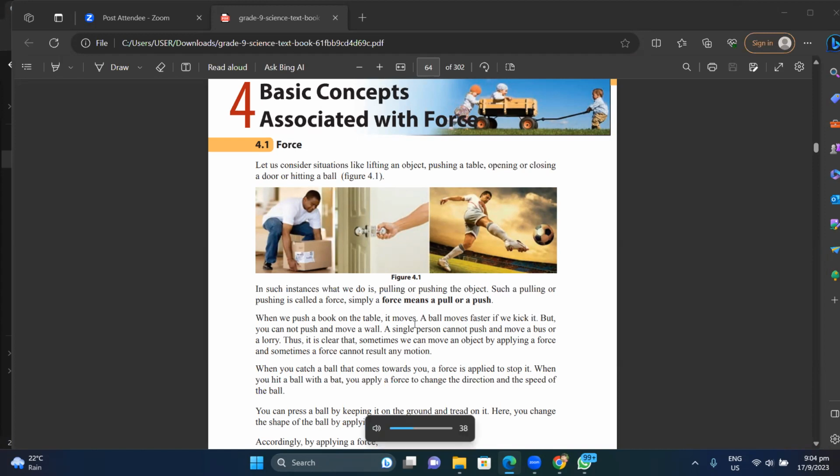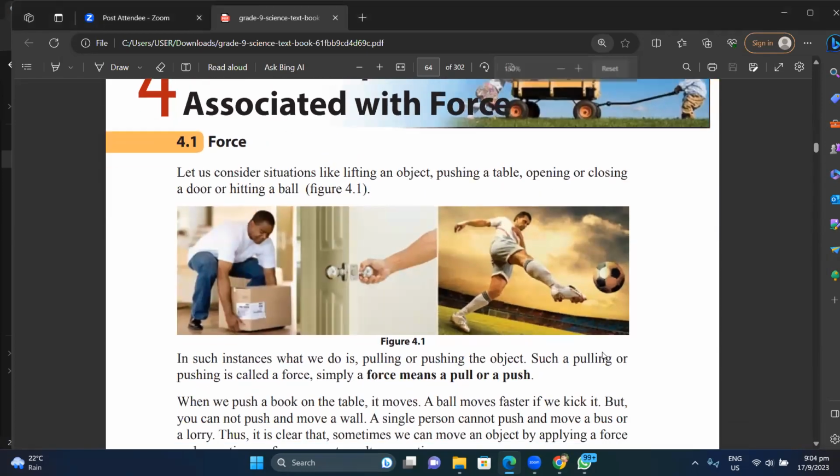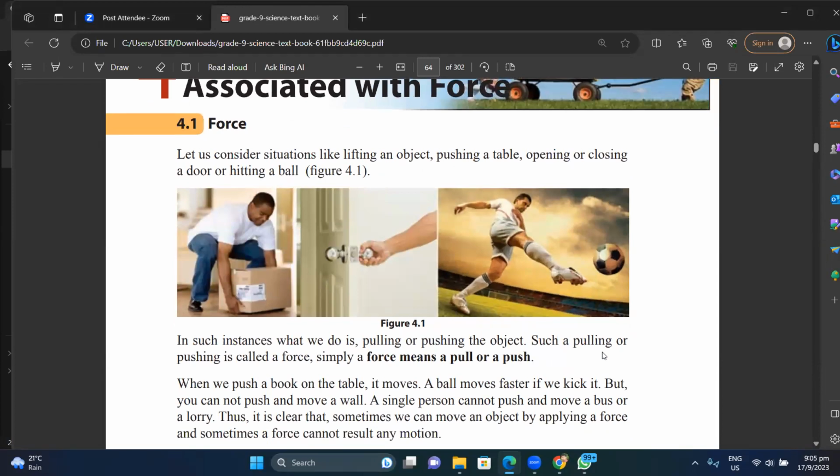Chapter number 4 starts with the basic concepts of forces, right? How force works and what is force. A simple way to explain force is when you push an object or pull an object. The energy used to push or pull something, you can call it force, right?